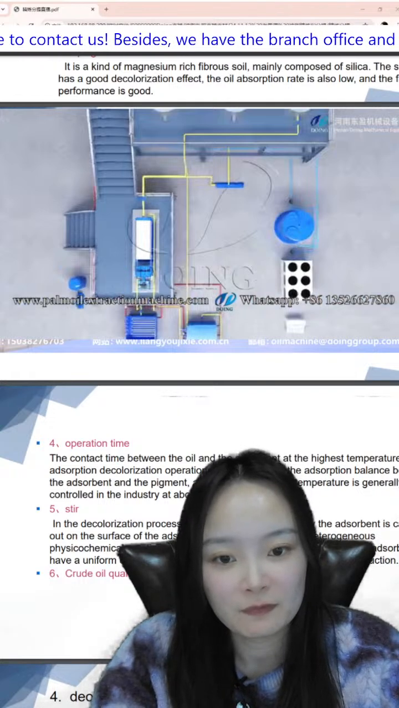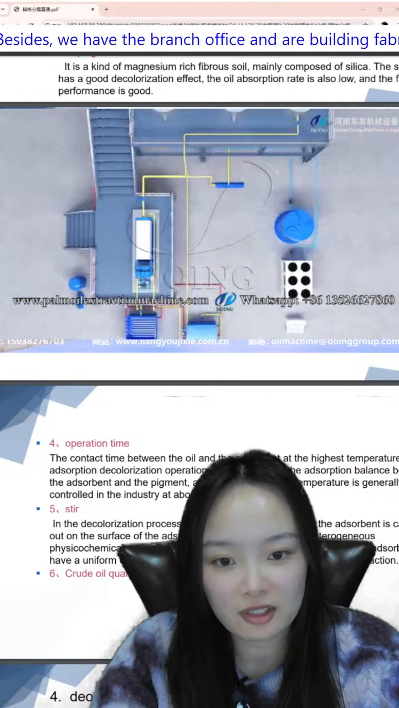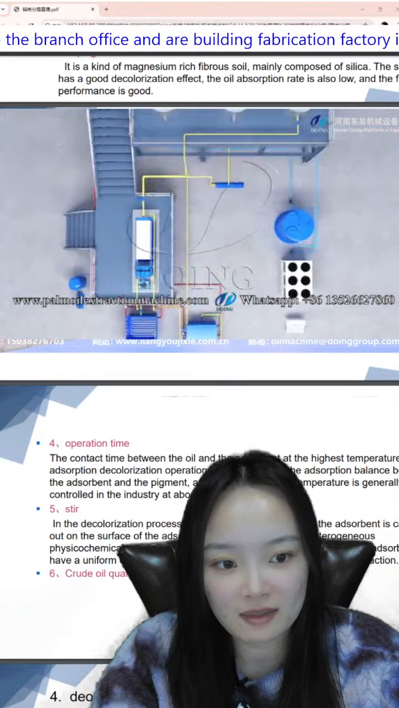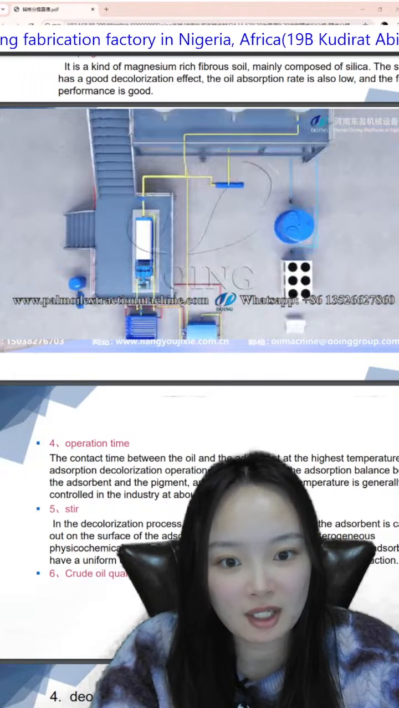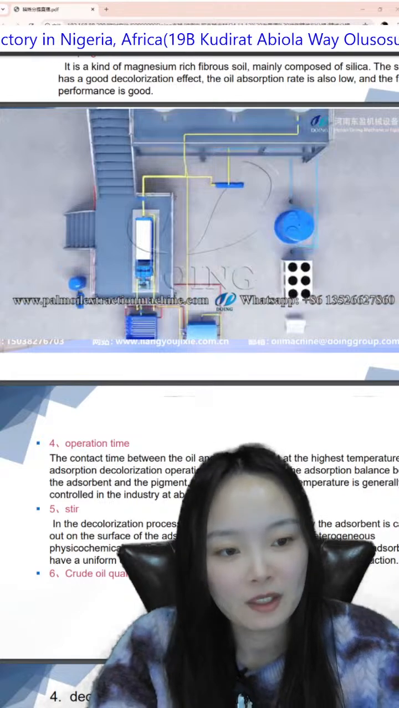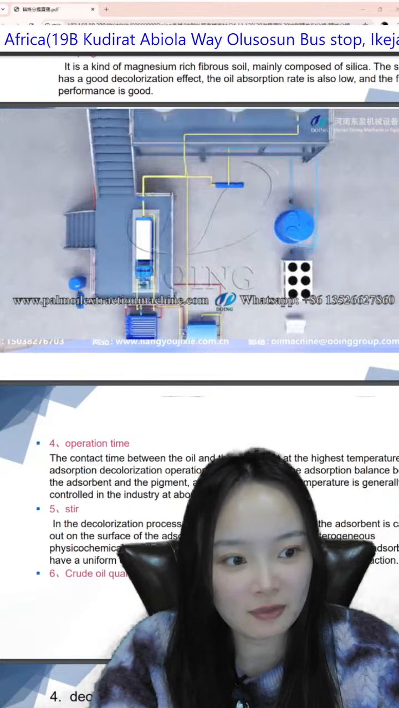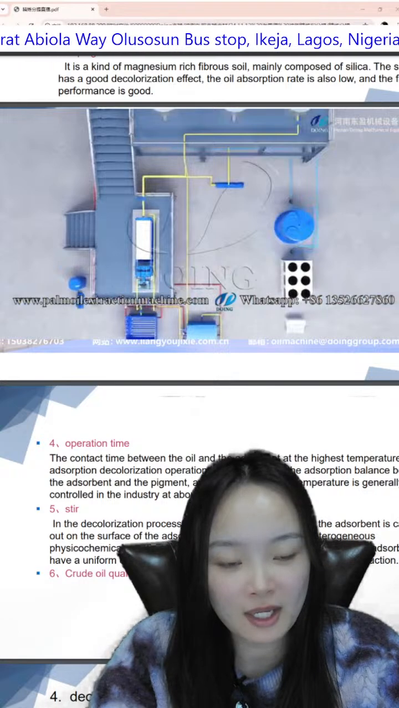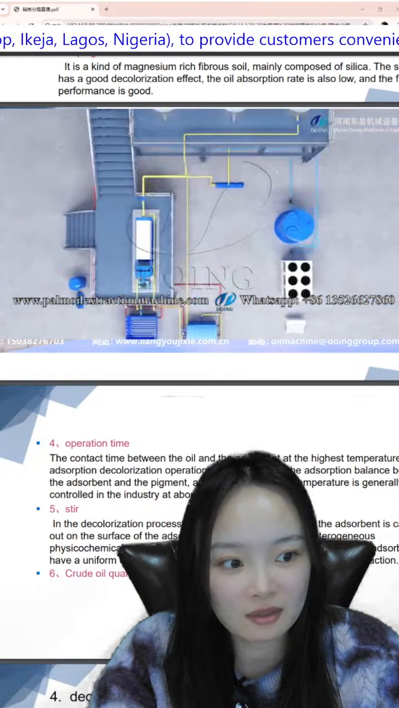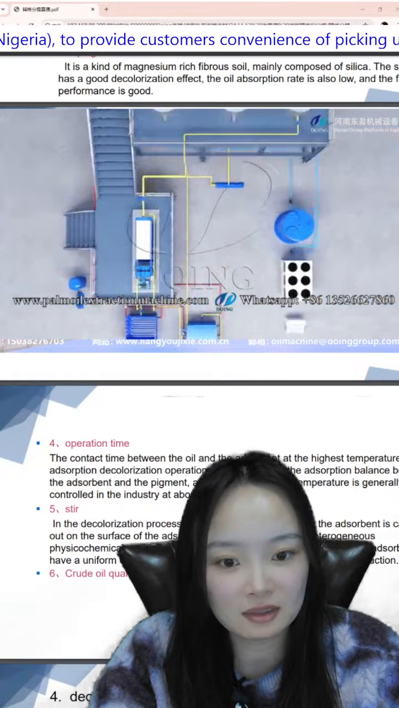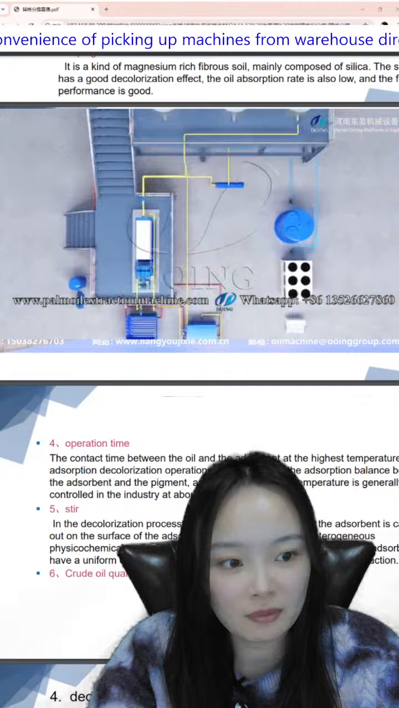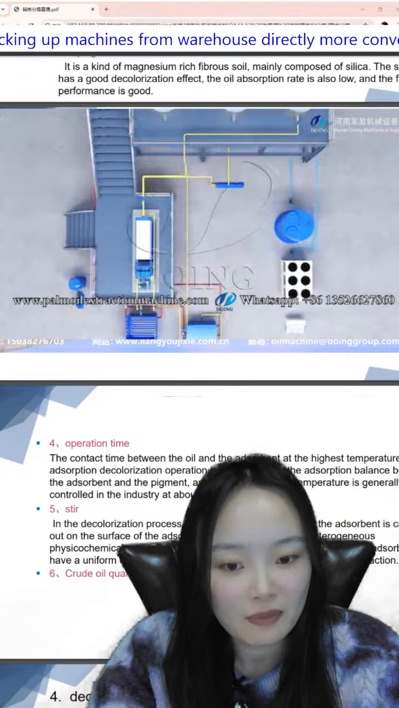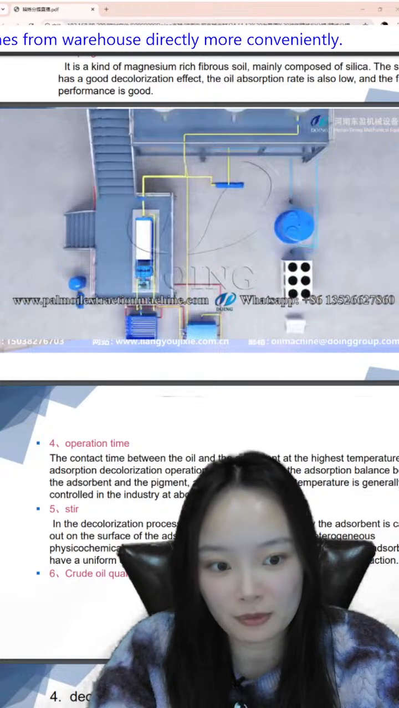And the fifth factor is stirring. In the decolorization process, the adsorption of pigment by the absorbents is carried out on the surface of the absorbents, which belongs to the heterogeneous phase chemical reaction. Good agitation can make the grease and the adsorbents have a uniform contact opportunity. Direct steam stirring is used in production. And the last one is the crude oil quality and the pre-treatment.